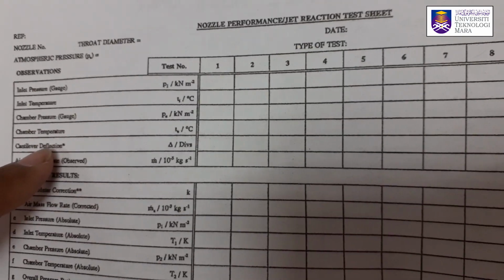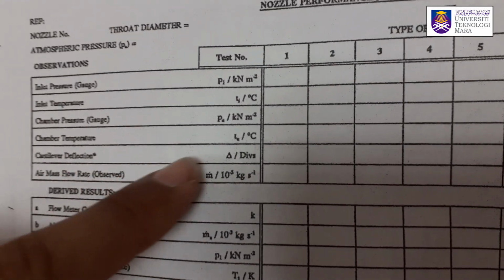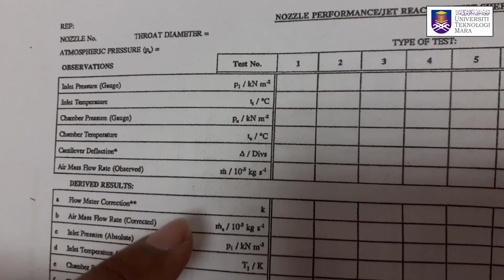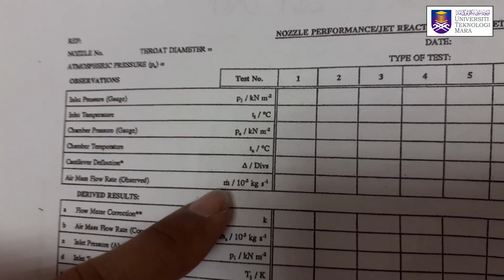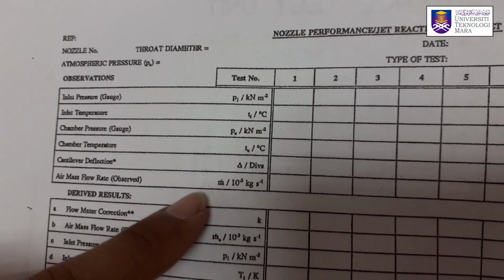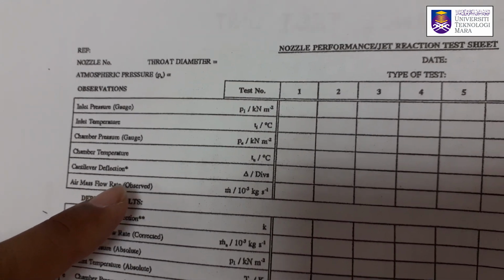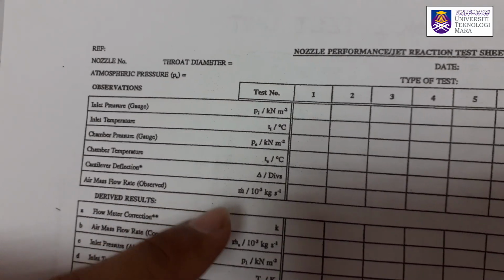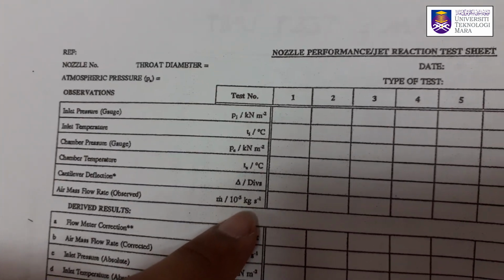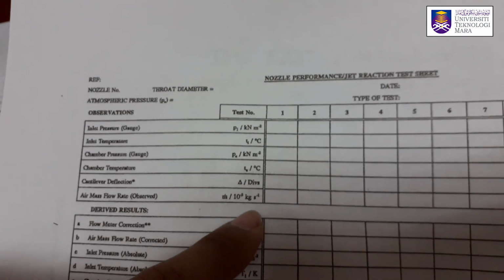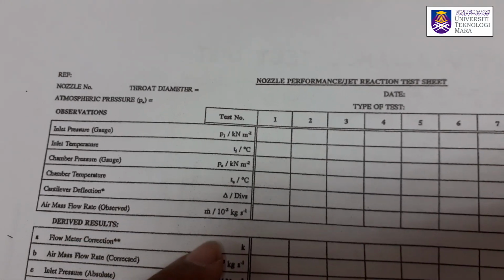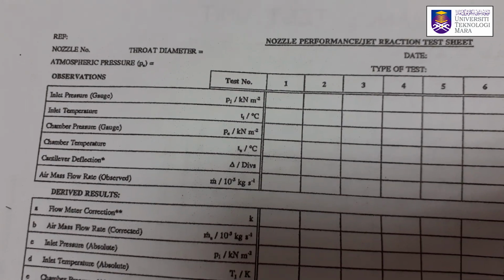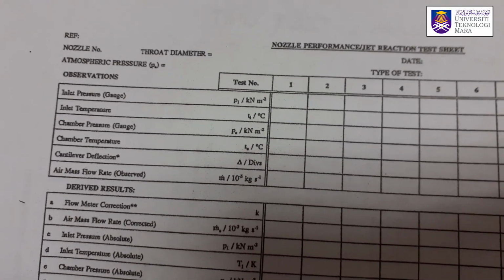Next is the cantilever deflection. This is the one that I've said you need to calibrate the readings for before you get the final value. The mass flow rate, as mentioned before, is in kilogram per second inside the table, so you need to change the reading that you get from the apparatus to kilogram per second. Okay, so that is it.